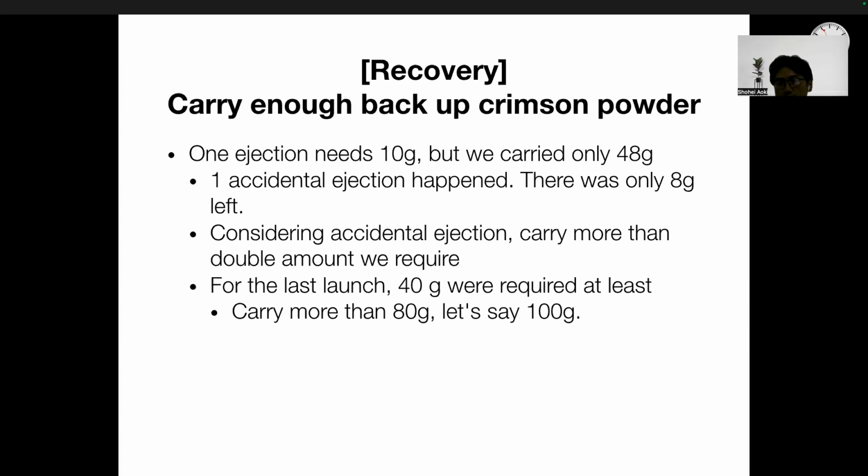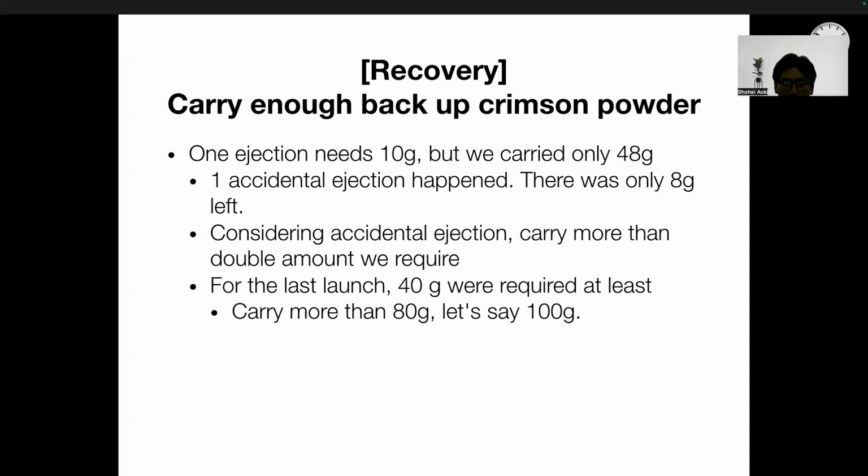And I noticed that the recovery team only carried 48 grams of ejection powder, crimson powder. Since we are supposed to launch 4 rockets, and each rocket consumes 10 grams, ideally we can just use 40 grams, right? But they carried 48 grams. So if they lost 10 grams, meaning there is one spare, like an 8 gram backup. But apparently an 8 gram backup is not enough because they know 10 grams works and not 8 grams.